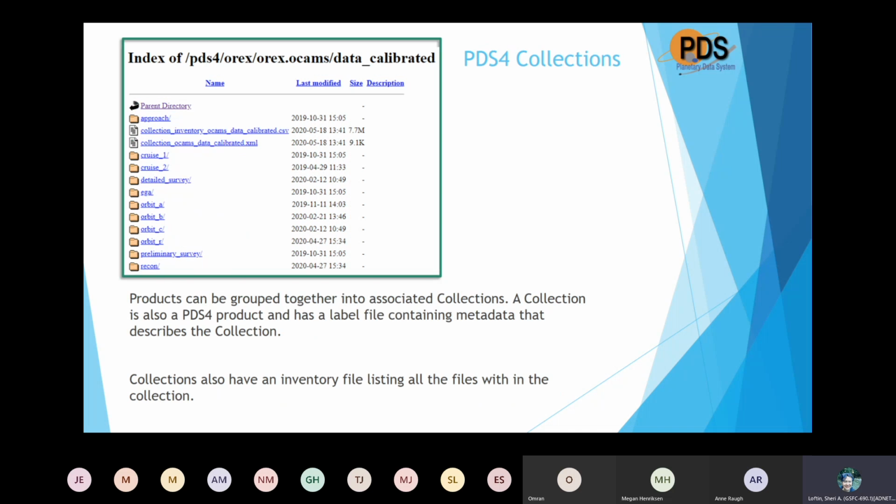All right. Collections. So we have our products, and then we can group them together, and they can be related. That's the whole goal, is to find some organization that relates these products together into a particular collection. And again, a collection is a product also, and it has a label file, again, containing data about the collection.